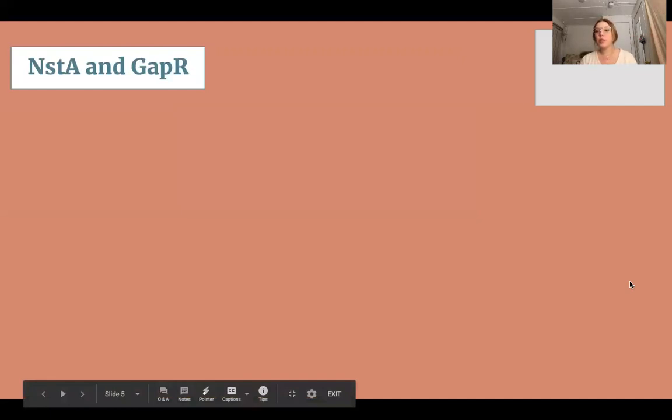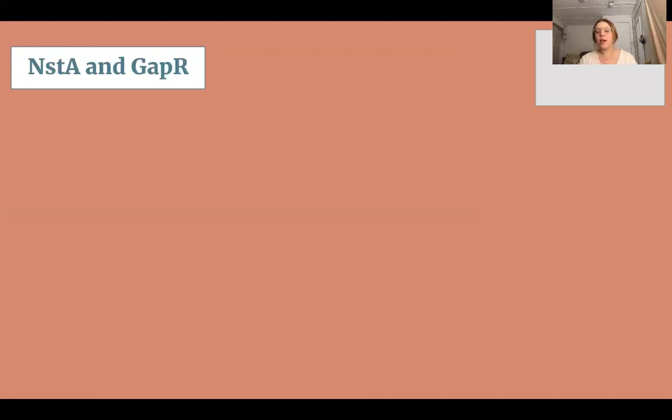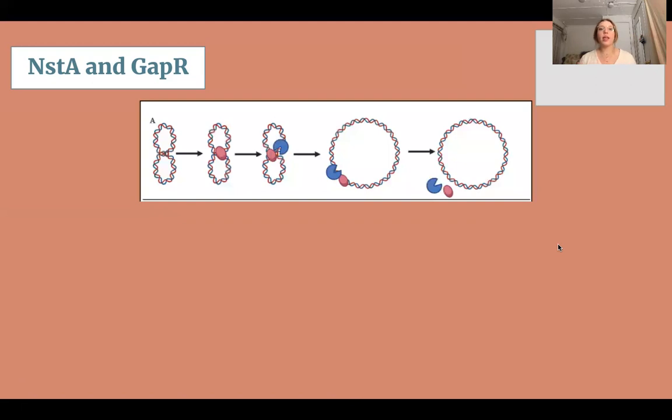Now, there are two genes that are helping with topoisomerase 4 regulation in Caulobacter. One is NstA and one is GapR. I want to talk about GapR first. It helps with the topoisomerase 4 activity with the relaxation of supercoils. So what GapR does is it recruits topoisomerase 4 to an area with supercoils, and together they help relax those supercoils and alleviate the tension.